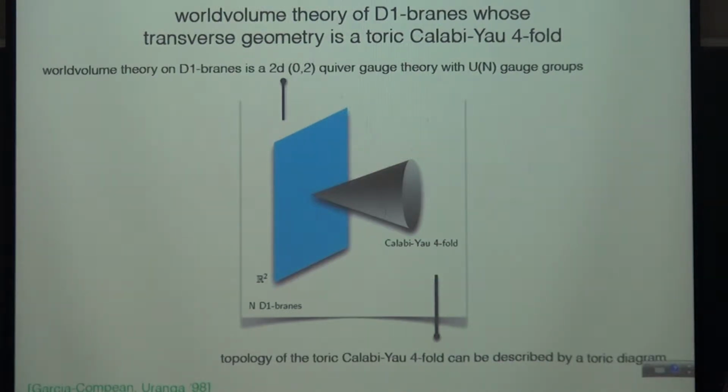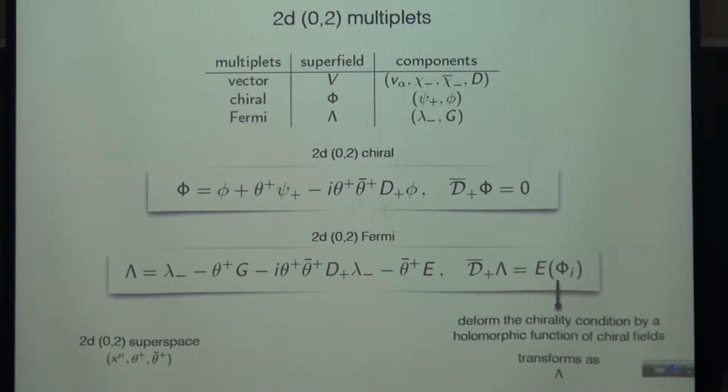So to start my talk, let me give you a quick overview of the 2D (0,2) multiplets. I have a vector multiplet, a chiral multiplet, and a Fermi multiplet. The main purpose of this slide is that I have a special property here: the chirality condition of the Fermi multiplet can be deformed by a holomorphic function in terms of the chiral fields, which is called the E-term interaction term. This holomorphic function carries the same quantum numbers as the corresponding Fermi multiplet.